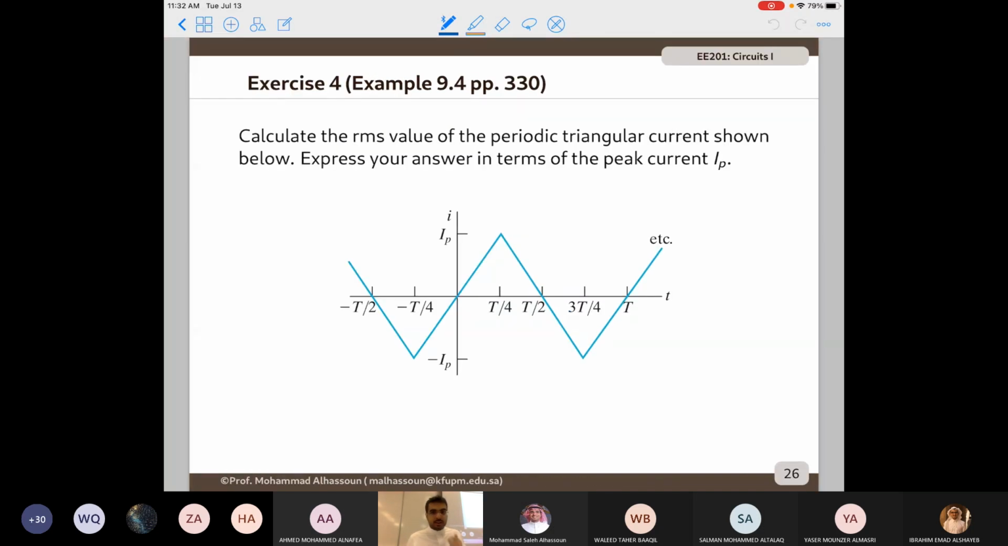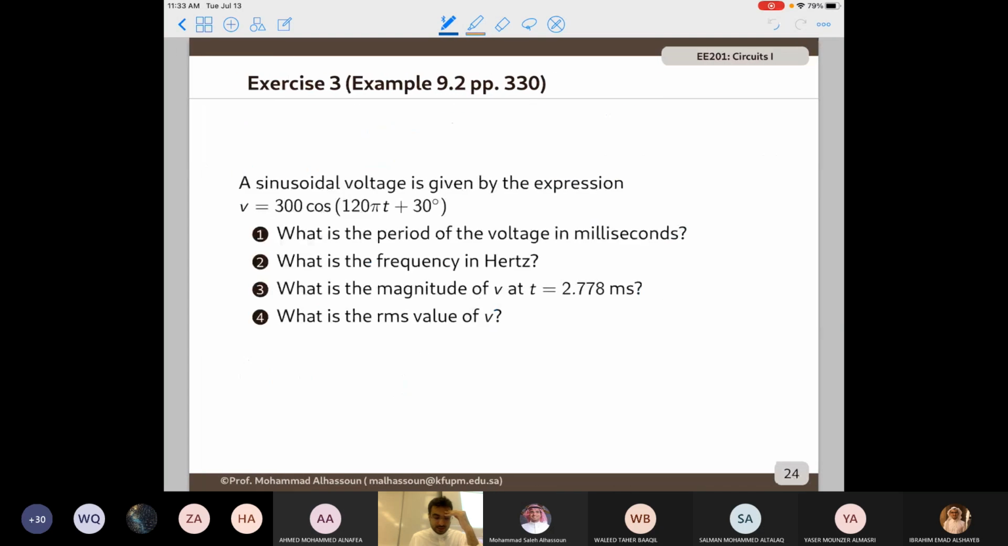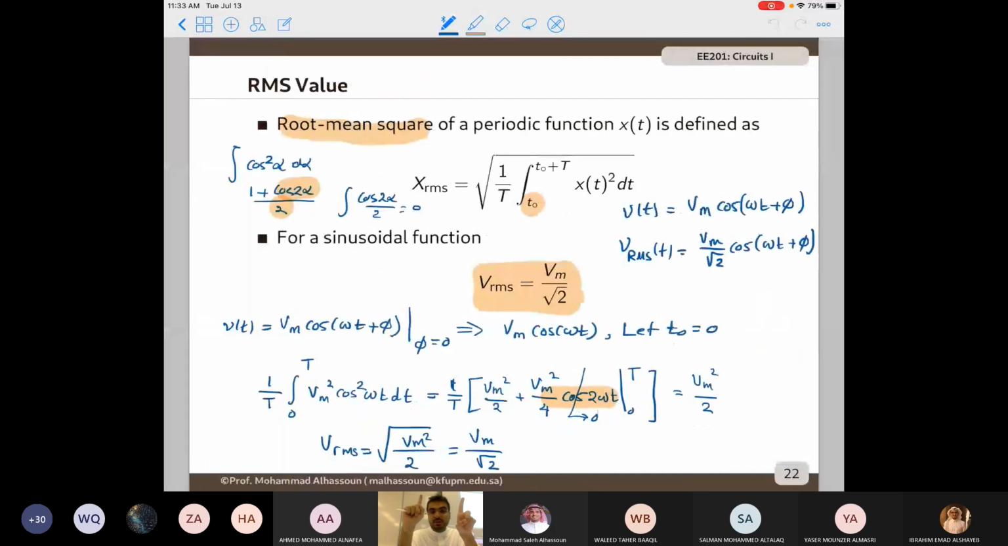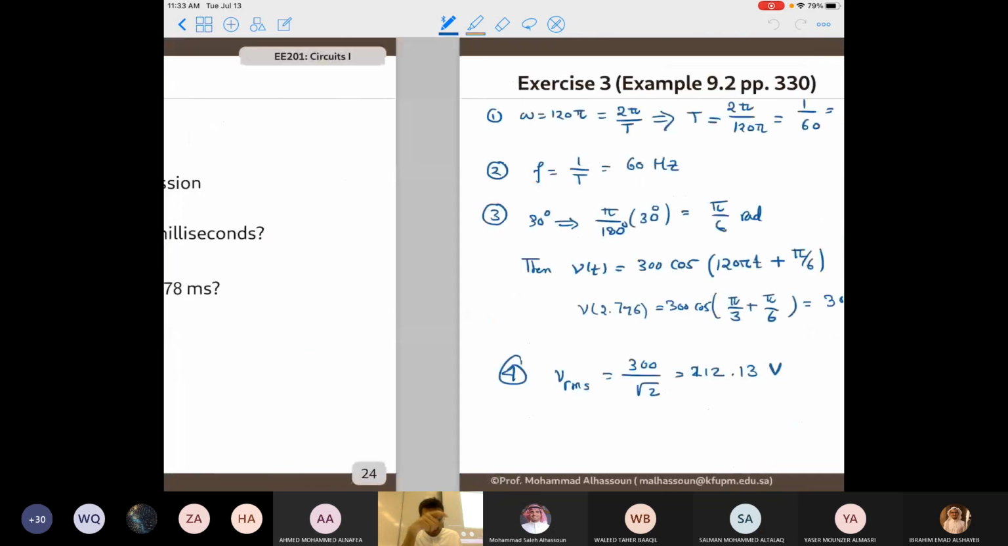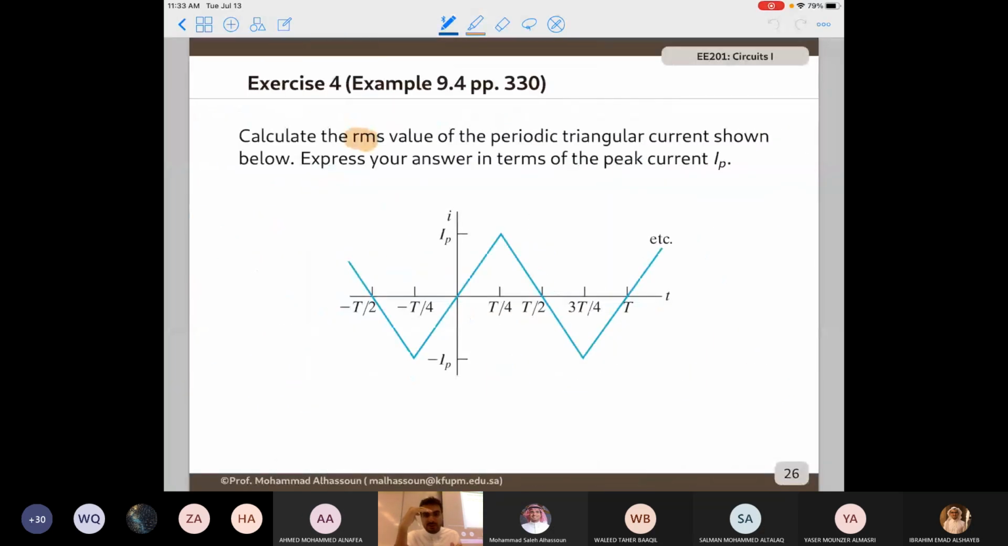So now, Ahmed, hold on to your question. Now let's see what's going on here. We're asked to calculate the RMS value of a triangular current. Remember, the RMS value that we found here is very specific to a sinusoidal source. If you change the type of source, then you need to run the integration again. We'll see what the RMS value is if we have a triangular source. This is just to emphasize that the RMS value depends on the source type.